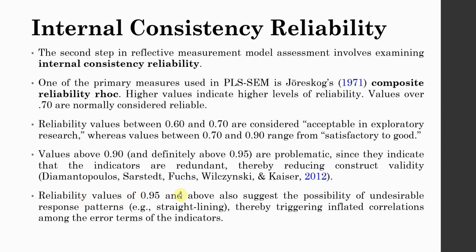Reliability values of 0.95 and above suggest the possibility of undesirable response patterns, that is straight lining, thereby triggering inflated correlations among the error terms of the indicators.